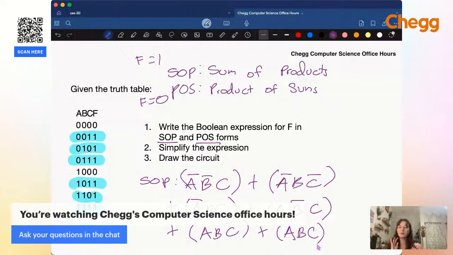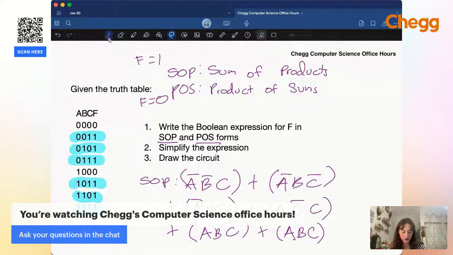So I hope that makes sense. If it doesn't, just let me know. But how I think about it is if any of these have these exact values, like if A is 0 and B is 0 and C is 1, then we know that F will be 1. So what we're doing is listing out all the conditions where F will be 1, like F will be true, and putting that as an or statement or a sum.